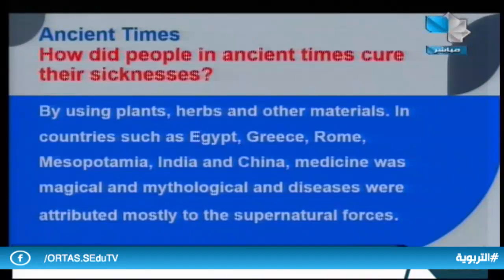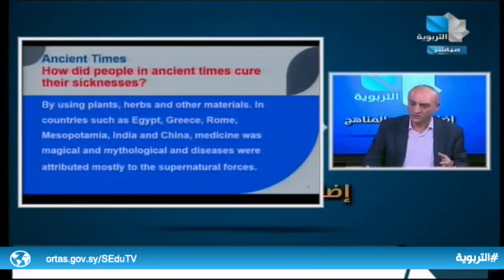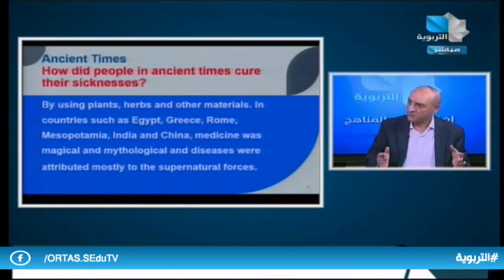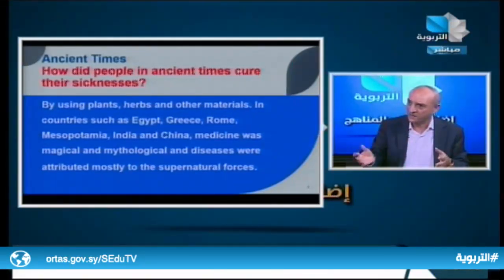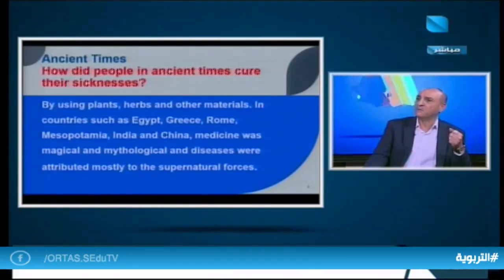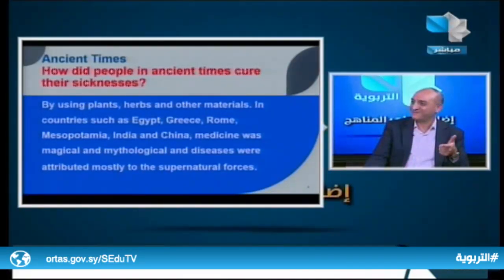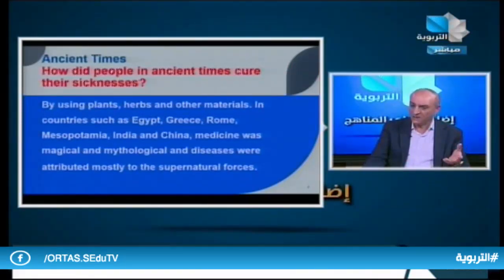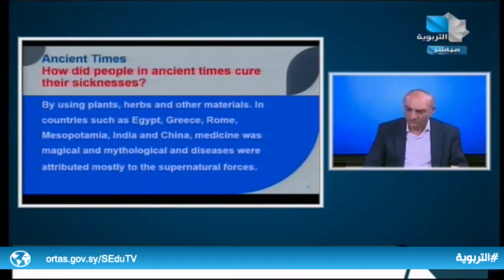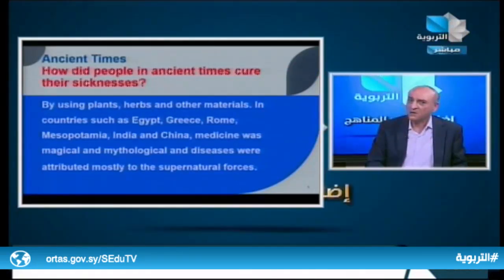In countries such as Egypt, Greece, Rome, Mesopotamia, India, and China, medicine was magical. Mesopotamia is the region between the two rivers, the Tigris River and the Euphrates River, which is Iraq now, maybe. So people at that time depended on magic. They used magic to treat their illnesses. It was mythological, and diseases were attributed mostly to supernatural forces and powers. Thank you, Miss Lucia.